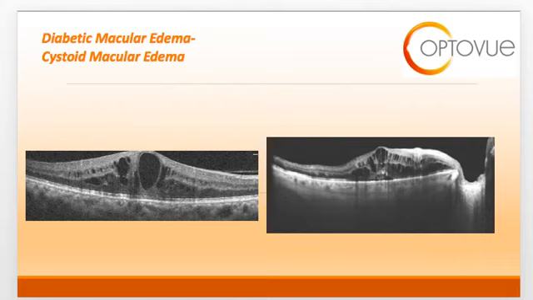CME associated with diabetic macular edema appears similar to CME from other causes. It results from a generalized breakdown of the inner blood retinal barrier with fluid accumulation, again in the outer plexiform layer. On the OCT, you can see large cystic spaces.